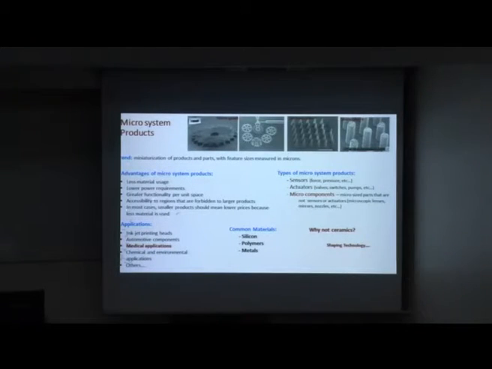We have different types of microsystem products used as sensors, actuators, or microcomponents. We call microcomponents all the micro-sized parts that are not sensors or actuators. The applications of these microcomponents are in different areas, such as automotive components, medical applications, chemical and environment applications, or even others. The common materials usually used to fabricate these components are silicon, polymers, or metals.